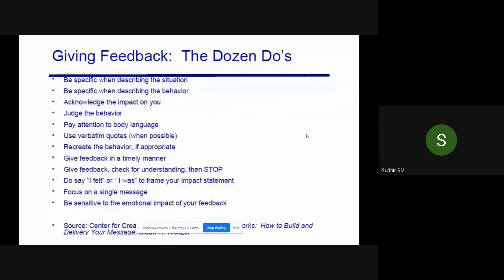The dozen dos. There are certain dos and don'ts. Once again, these are very generic. Some of them might not be applicable to certain situations. So be specific when describing the situation. You have to be specific. You have to be specific when describing the behavior. In what situation, what behavior caused this problem?